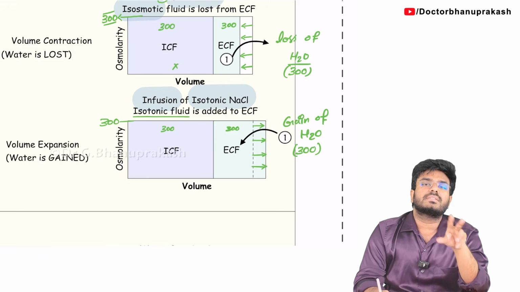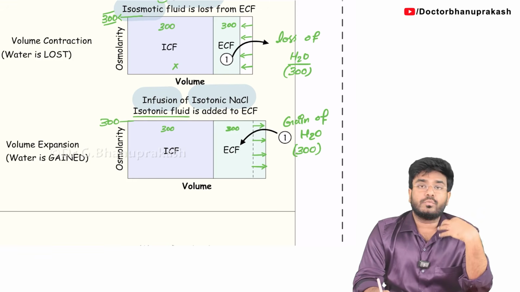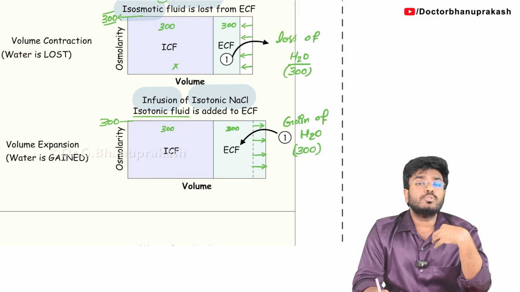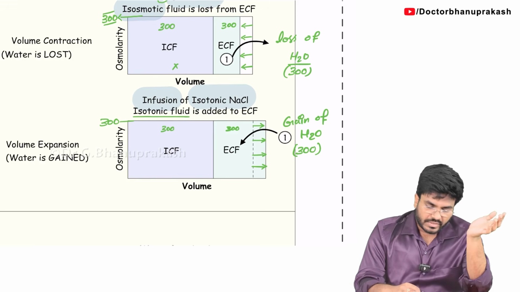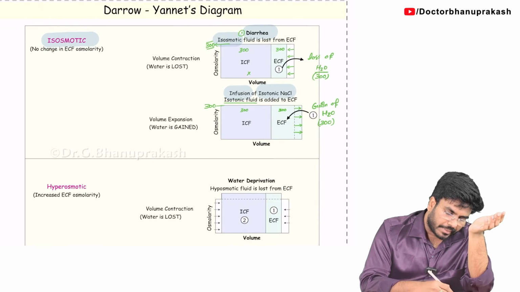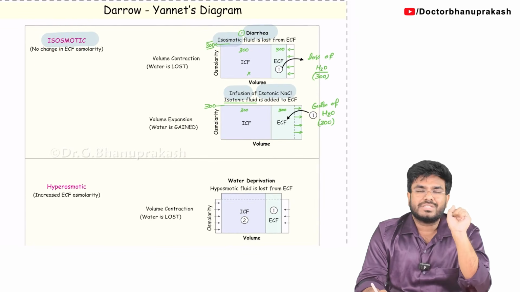The extracellular fluids are decreasing. That's it. In a patient who is having saline infusion, which type of saline? Isotonic saline infusion. The extracellular fluids are going to increase. That's it. So with this, we have successfully completed the isotonic changes.